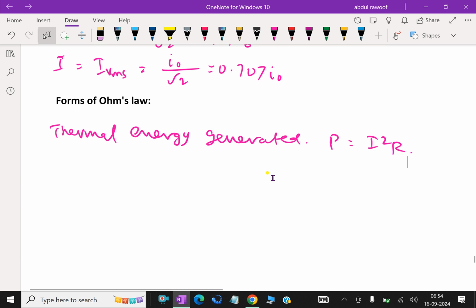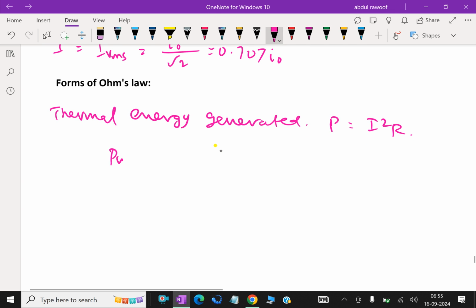Now, forms of Ohm's law. Suppose that a sinusoidal current of frequency f with RMS value I flows through a pure resistor R, or pure inductor L, or pure capacitor C. Then an AC voltmeter placed across the element in question will read the RMS voltages. For a pure resistor, V equals IR, the formula.